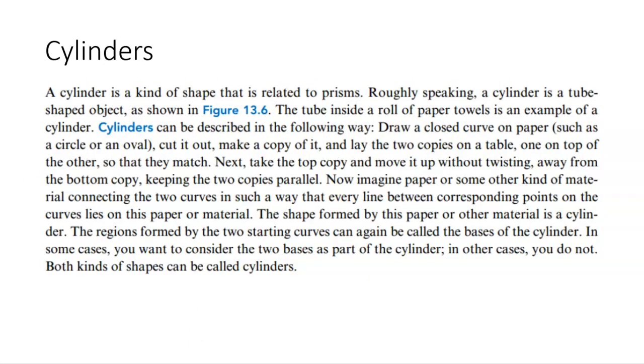Now, a cylinder is a kind of shape related to prisms because it's tube shaped, and there are pictures on the next slide. Think of the tube inside a roll of paper towel, and you can get the idea. A cylinder starts with a closed curve on a paper, maybe a circle or an oval. If you cut it out, make a copy of it, lay it on top of the original so that they match, and then take that top copy and move it straight up, you're going to end up with a cylinder.